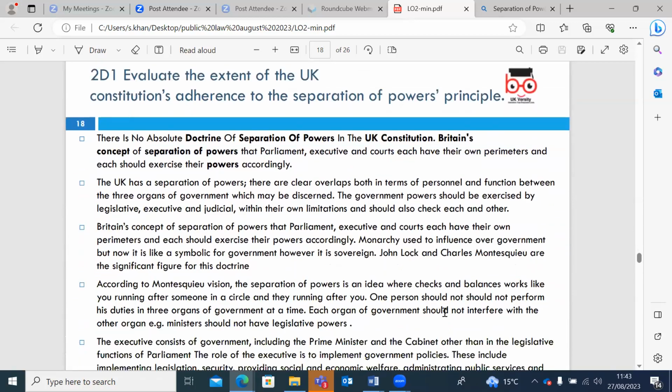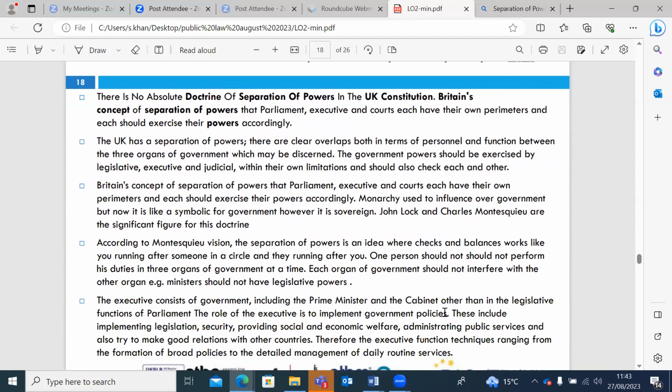Evaluate the extent of the UK Constitution's adherence to the separation of powers principle. There is no absolute doctrine of separation of powers in the UK's Constitution. Britain's concept of separation of powers is that Parliament, executive and courts have their own parameters and should exercise their powers accordingly. There are clear overlaps both in terms of personnel and function between the three organs of the state, as mentioned earlier.